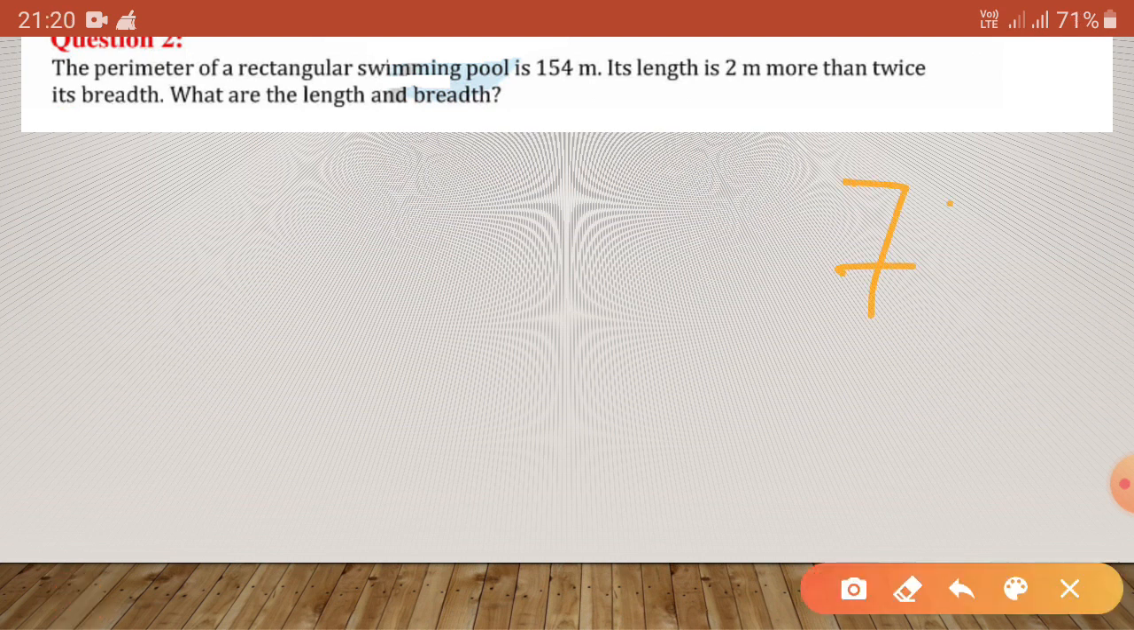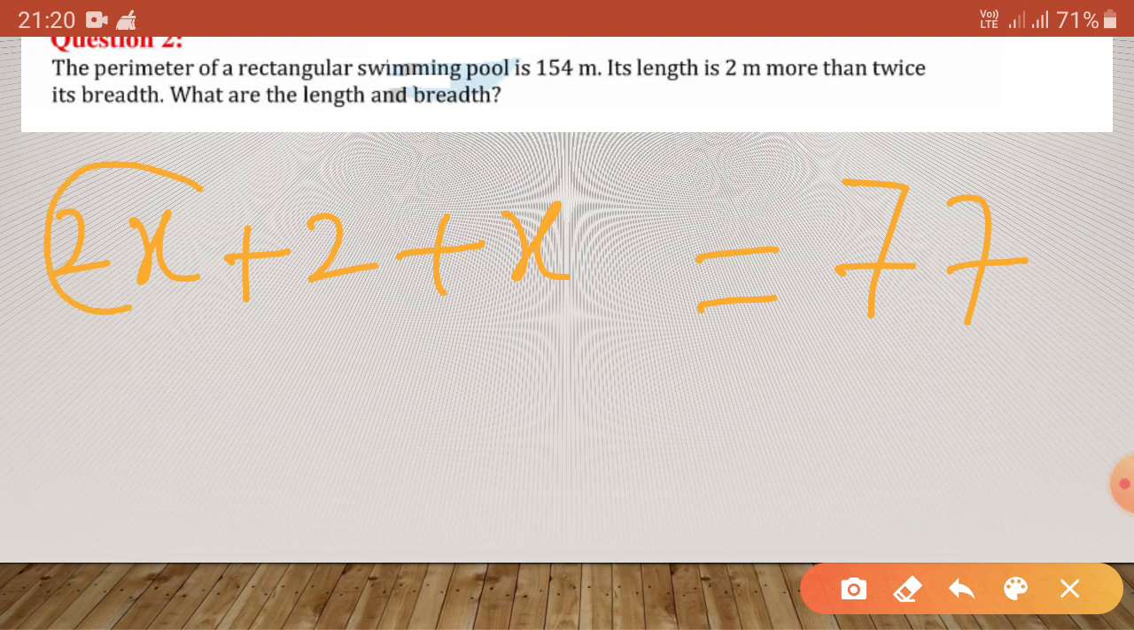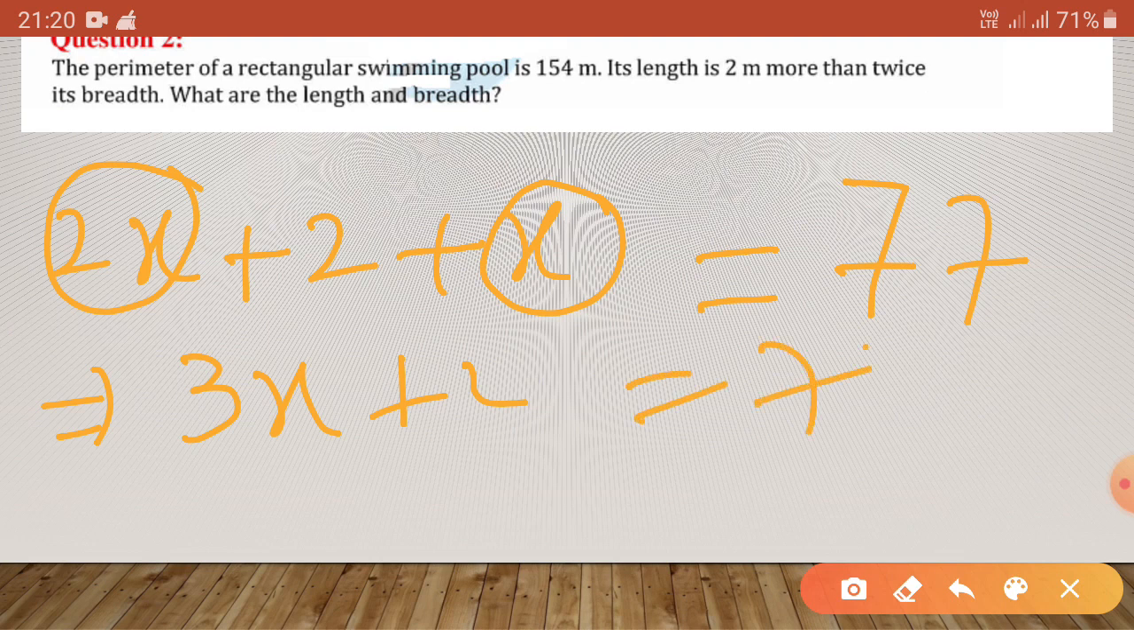Okay, so ultimately we get 77 on the right side, and on the left side it will be 2x plus 2 plus x. Okay, got it? So now here it is 2x and x, so we can add those values, so we will get 3x plus 2 equal to 77.